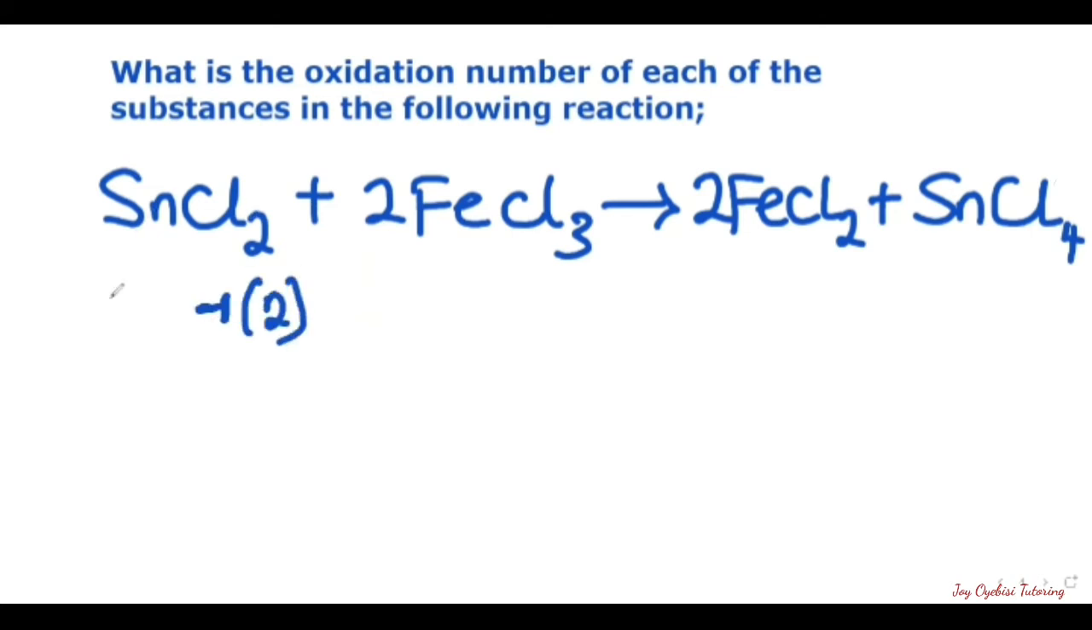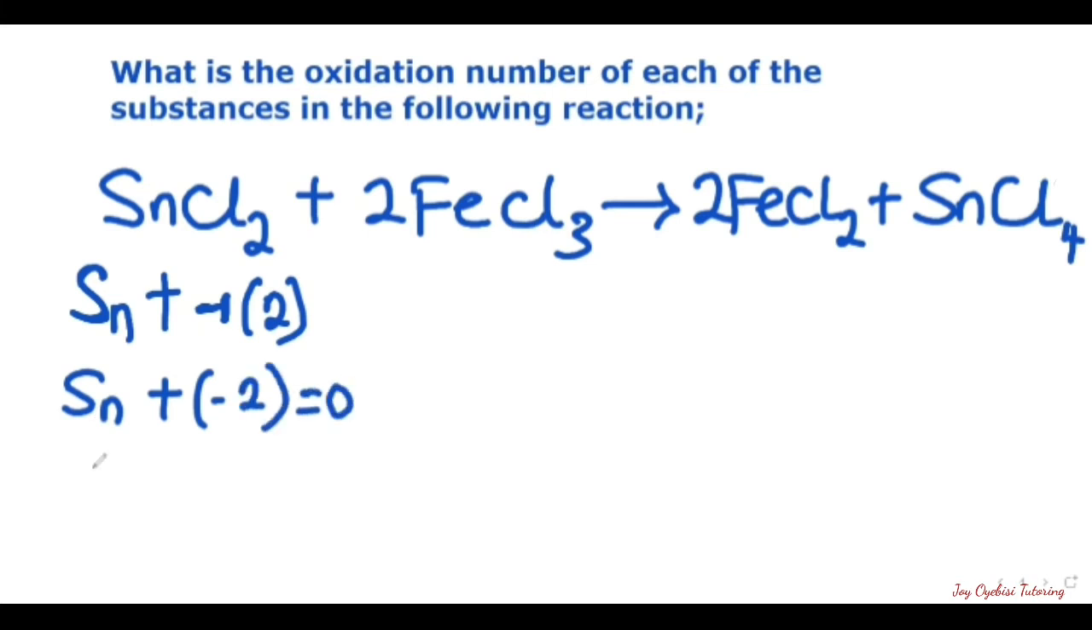We do not know what this is. So this would be 10 plus this. This is the neutral compound, so everything has to be equals to 0. So it means that this plus this should be equals to 0. Your Sn should be equals to this. When it moves to that end, becomes plus 2. So this is it. So Sn is +2 and chlorine in this case is -1.